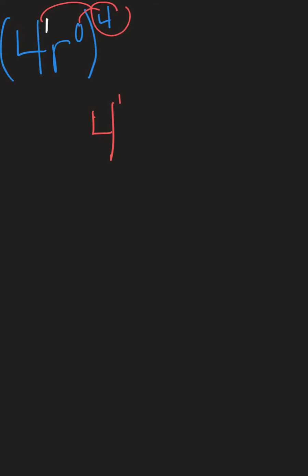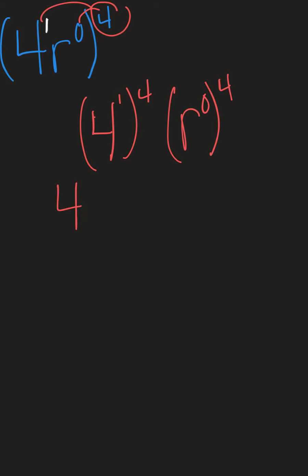So I'm going to take 4, raise it to the power of 4, and I'm going to take r to the 0th power and raise that to the power of 4. I'm essentially expanding this by distributing. Now 4 is going to have 1 times 4, which is just 4 to the fourth. And here I have r to the power of 0.